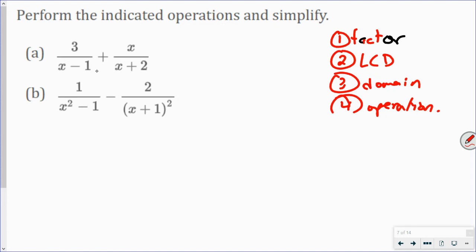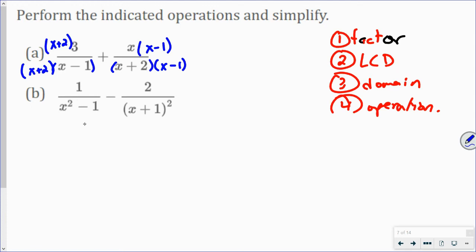Okay, so if we look at this first one, the bottoms are not the same, and I need to get them that way. So in order to get them to be the same, I just multiply them by each other. That's the easiest way. Well, if I multiply the bottom here by x minus 1, this has to get multiplied by x minus 1. And this one over here needs the x plus 2, so the top also gets the x plus 2.